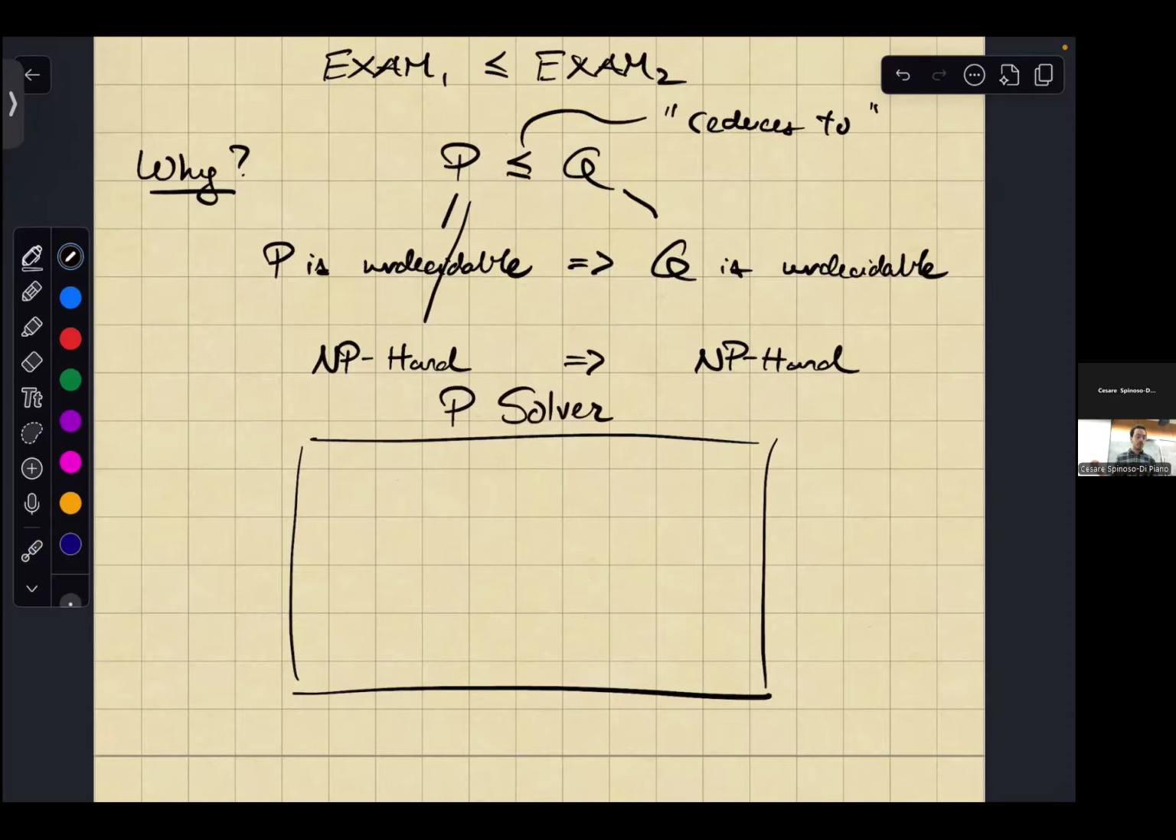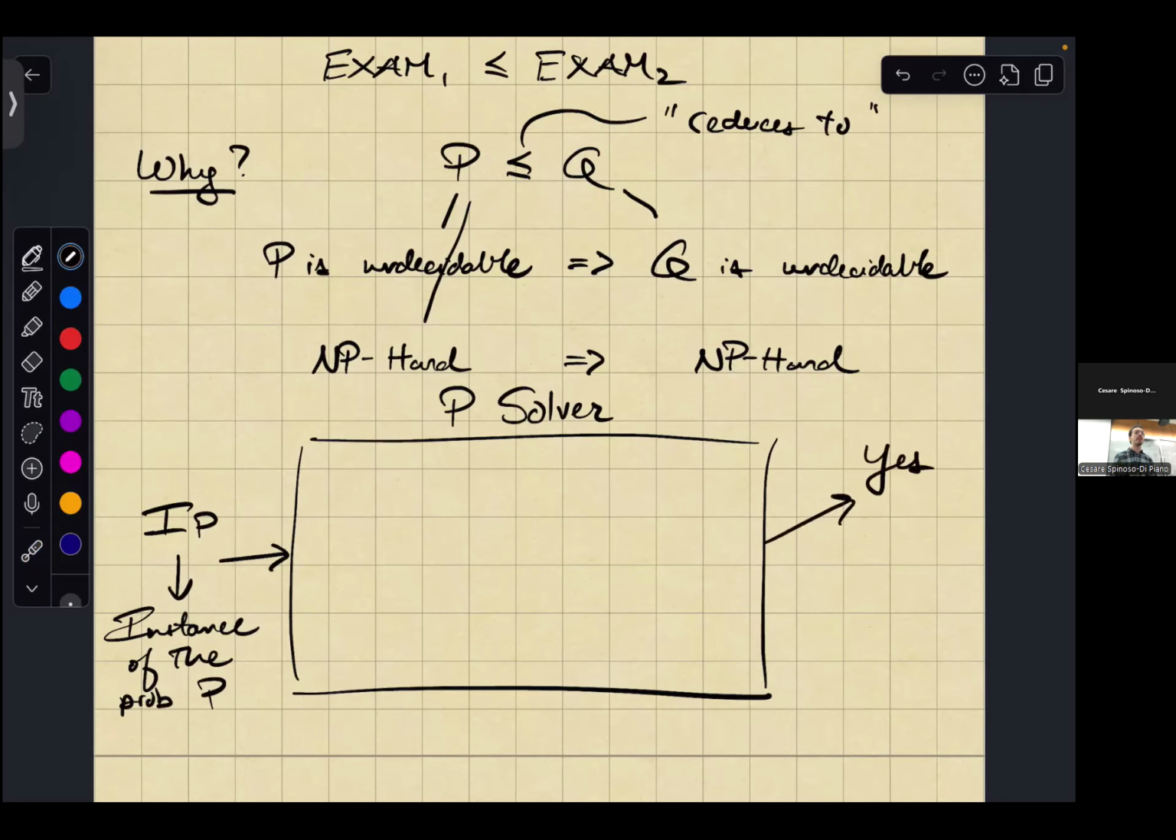What is the solver for the problem P going to do? It's going to take an instance of the problem P. So this is I sub P, an instance of the problem P. And if P is a correct solver that decides the problem, then it will say yes when the answer to the instance is yes, and no when the answer to the instance is no.